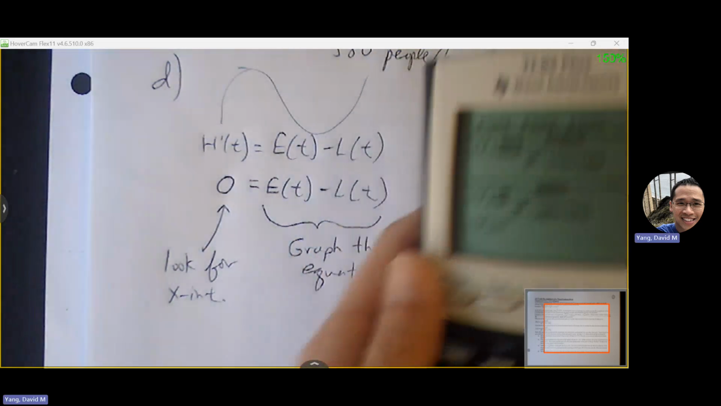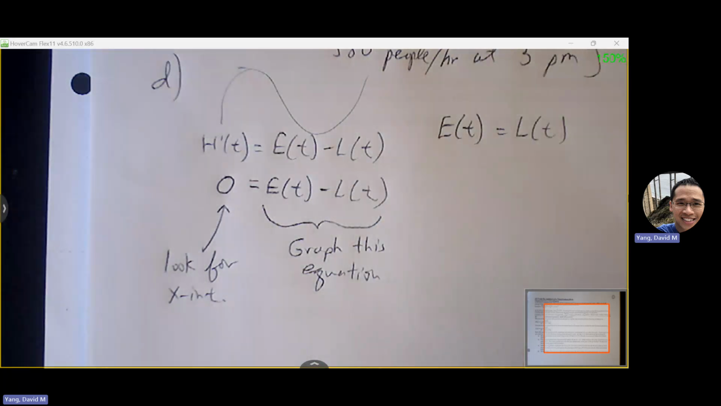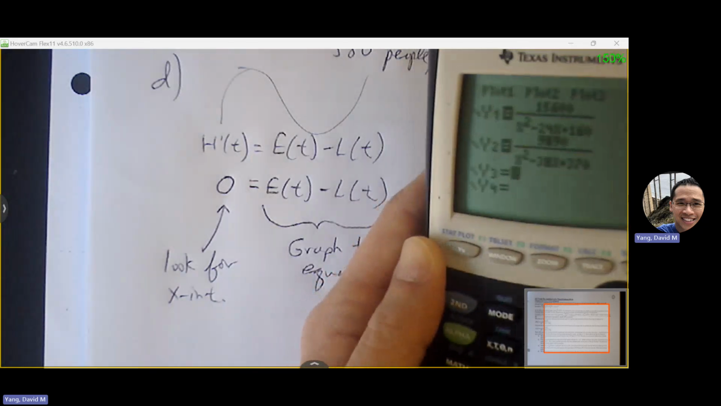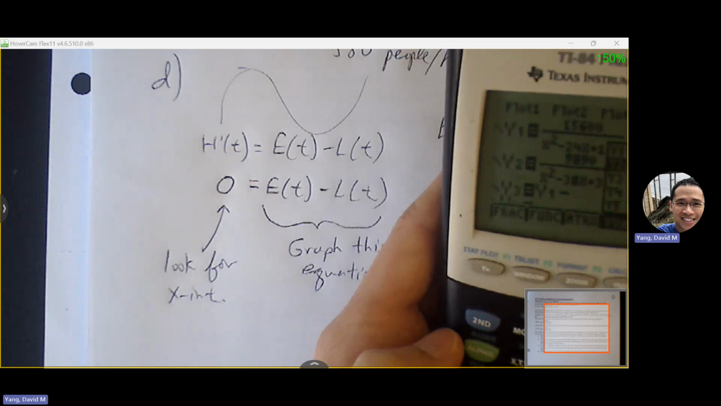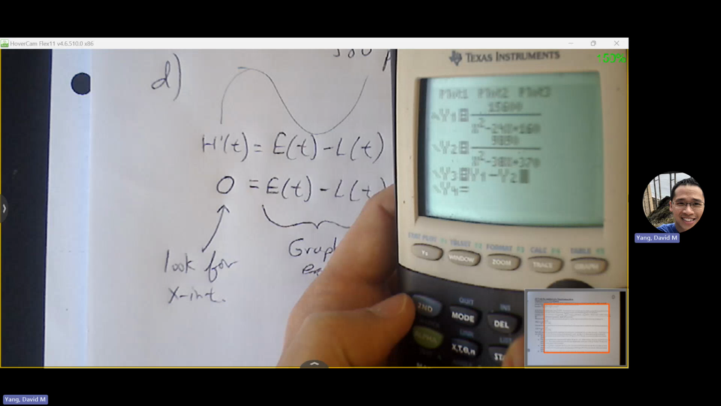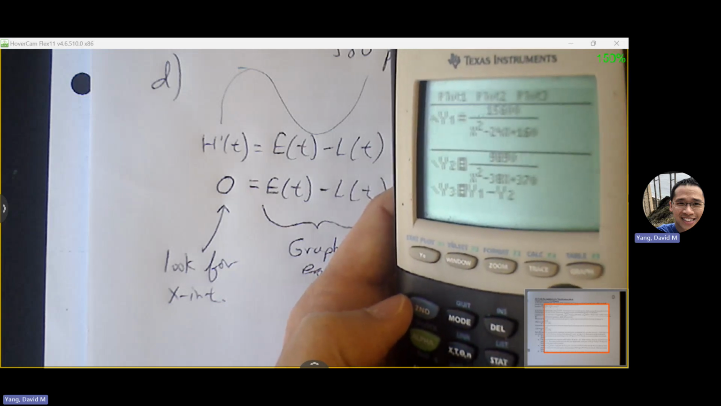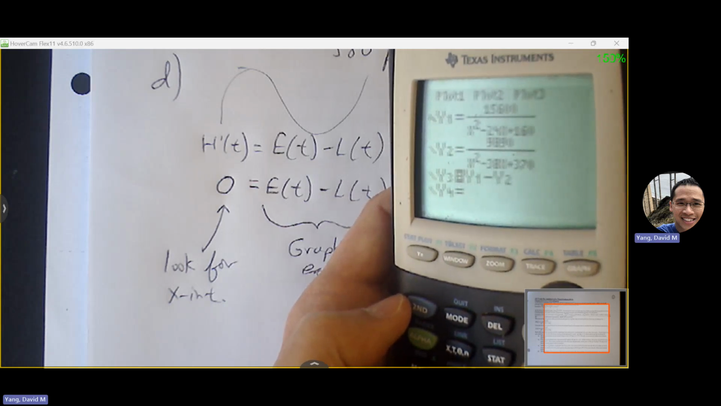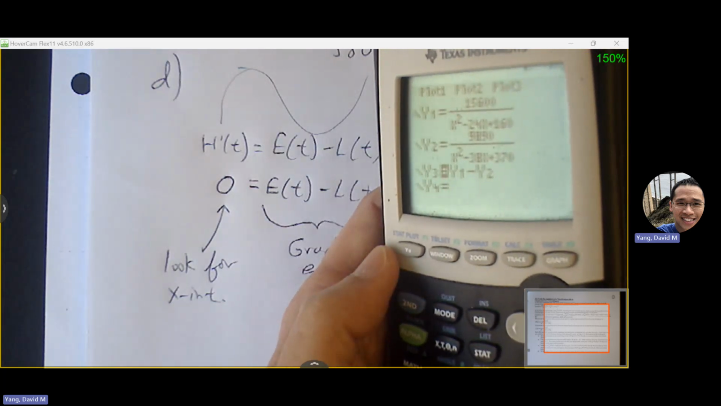So I have E of t under y1. I have L of t under y2. I'm going to keep these two functions, but I'm going to say y1 minus y2. So if we do alpha trace y1 minus alpha trace y2, but I don't want to see all of these graphs together. That'll be too messy. So I'm going to go to the equal sign and hit enter, and that's going to unhighlight. The function is still there, but it's not going to show up in my graph. You see how I unhighlighted the equal sign? So I'm just going to graph y1 minus y2. So hit graph.